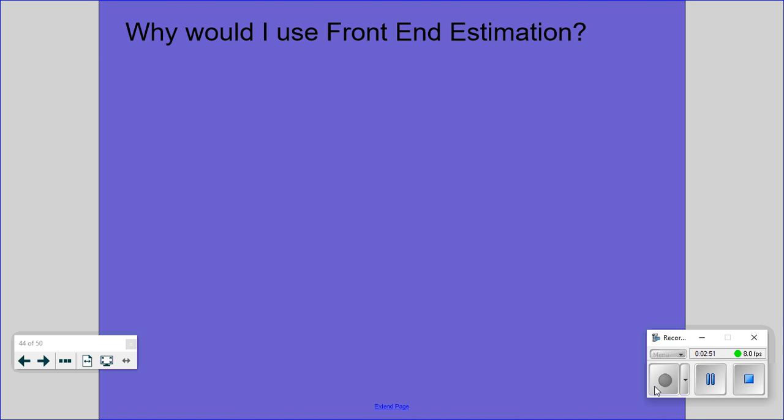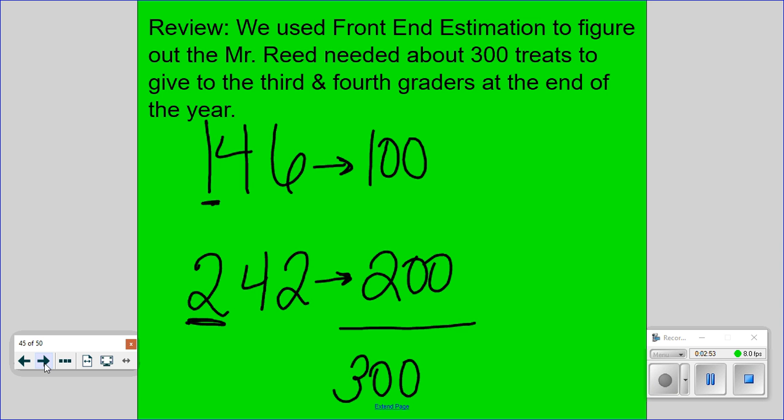So let's look at the problem that we did last week. If you remember, Mr. Reed wanted to know about how many 3rd and 4th graders there were, so he can start saving up to get treats for them at the end of the year. We decided that we were not going to do regular addition. Why did we decide that we're not going to do regular addition?